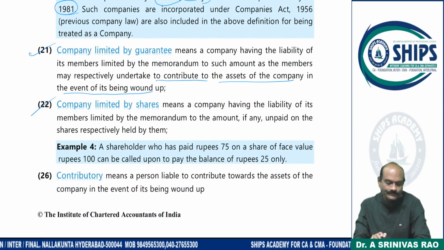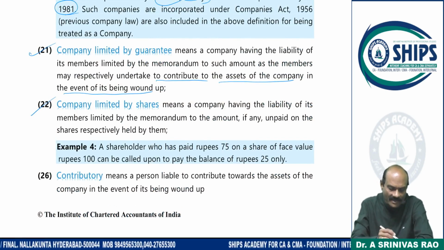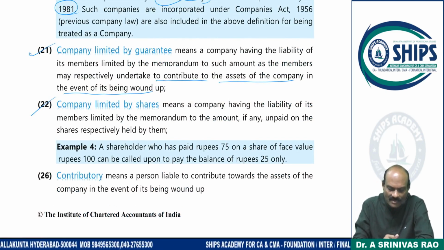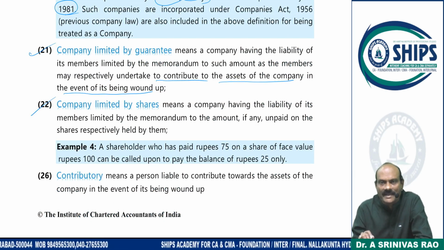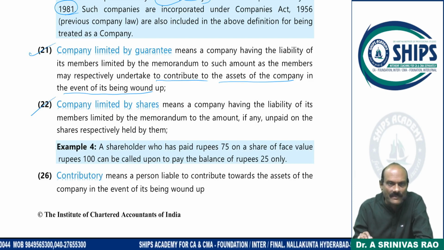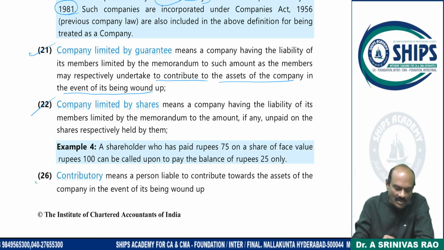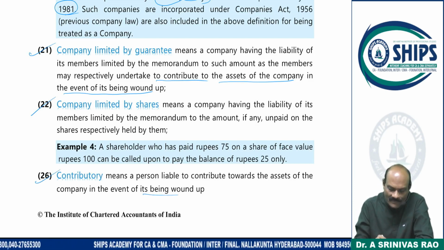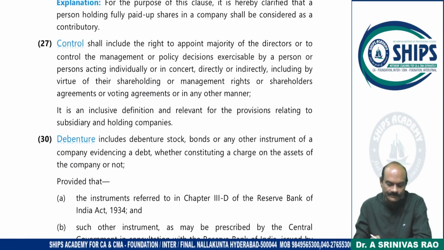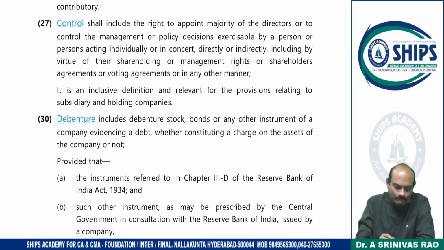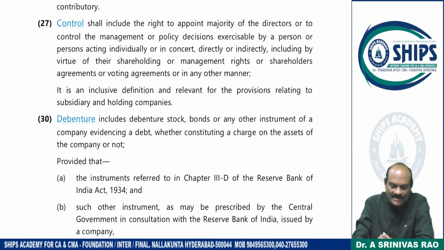Okay, guys. Limited by share, limited by guarantee, both the points we know. Contributory is too early to discuss, because in winding up of a company, a contributory list has to be prepared of the unpaid balance, who are the contributors towards the company, when the company is winding up. And control, I don't think this is much important, only for understanding purposes.